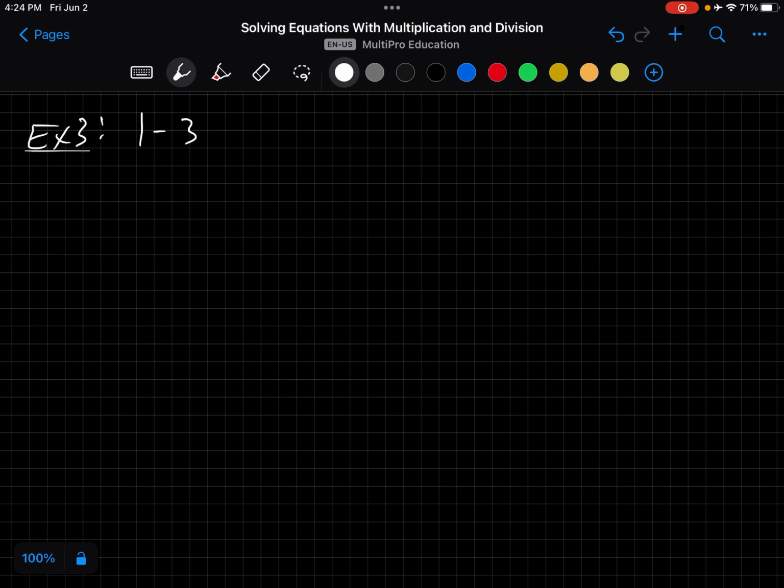Example 3. We are moving right along here. Let's say that we have 1 minus 3. No, that's not what we have. We have 1 is equal to minus 3z. Well, what we can do is divide each side by minus 3. What does that give us? That gives us that minus 1 over 3 is equal to z, because the z's go to 1.